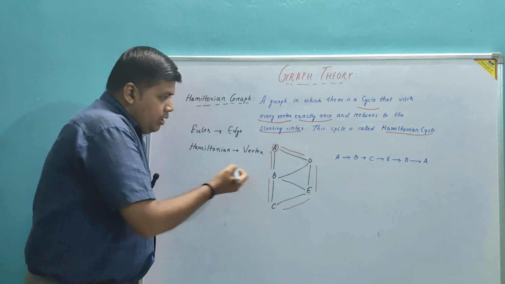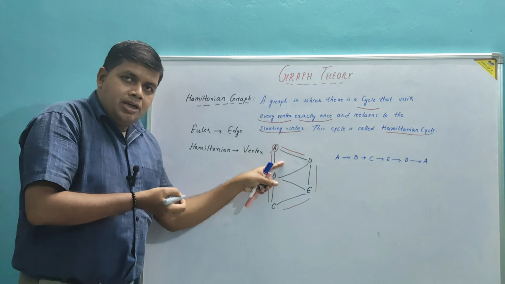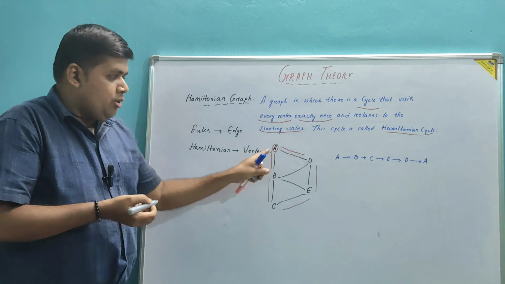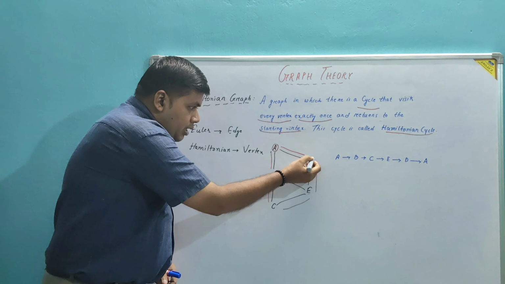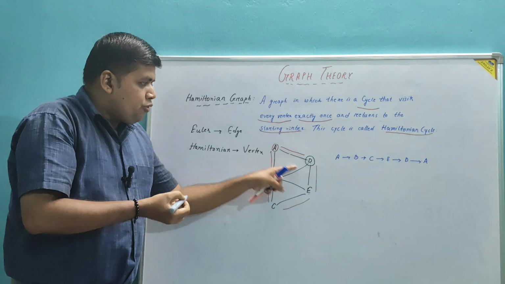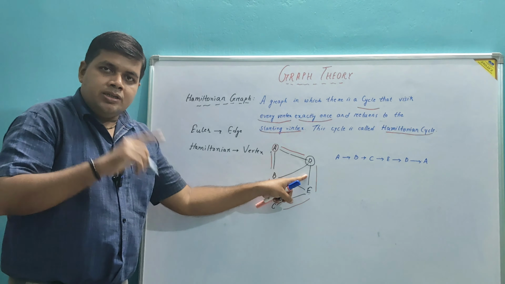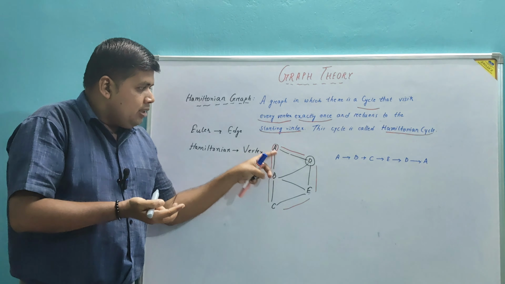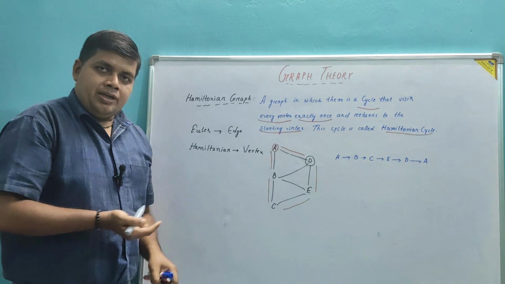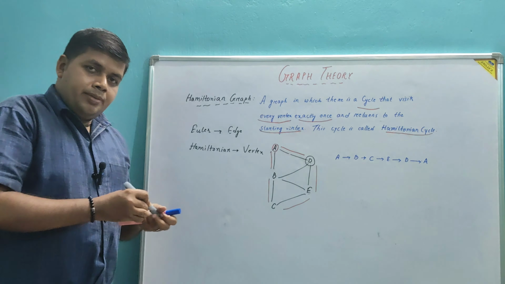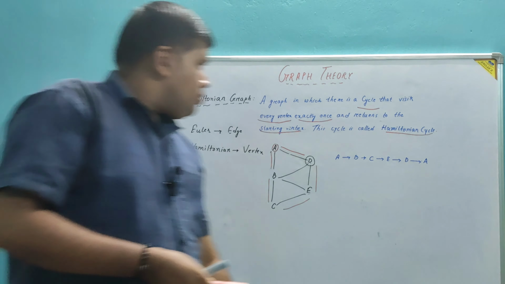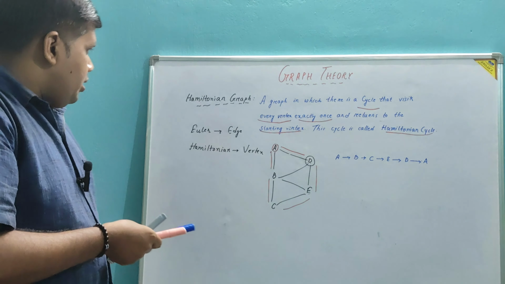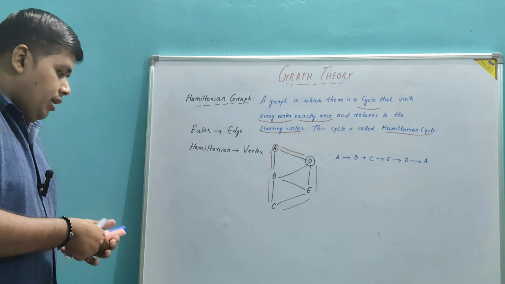Let's see, is it Eulerian? Just by looking at this graph, we can say it is not Eulerian because the degree of D is 3. And in case of Eulerian graph, the degree should be even. But in Hamiltonian graph, no such condition is there. The thing is that it should visit all the vertices properly and form a cycle. So that is the basic difference between Hamiltonian graph and Euler graph.